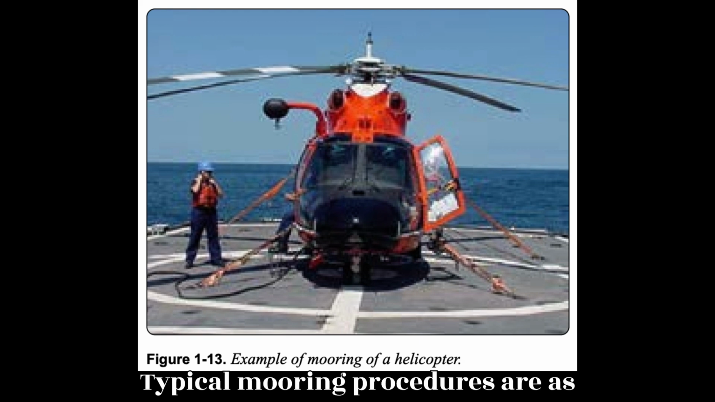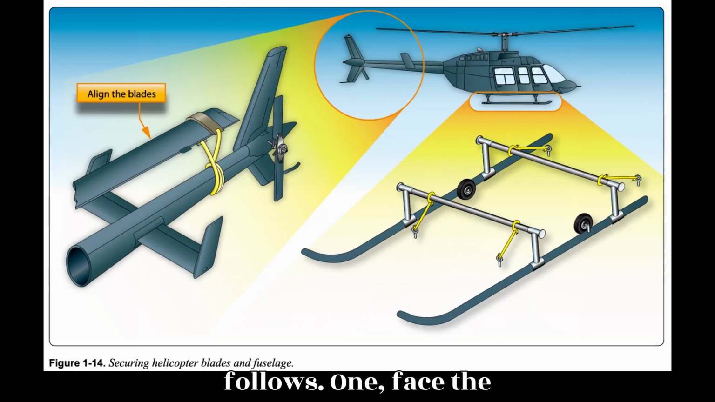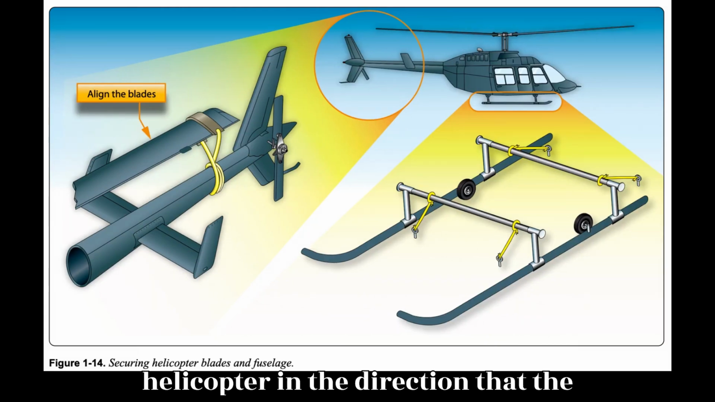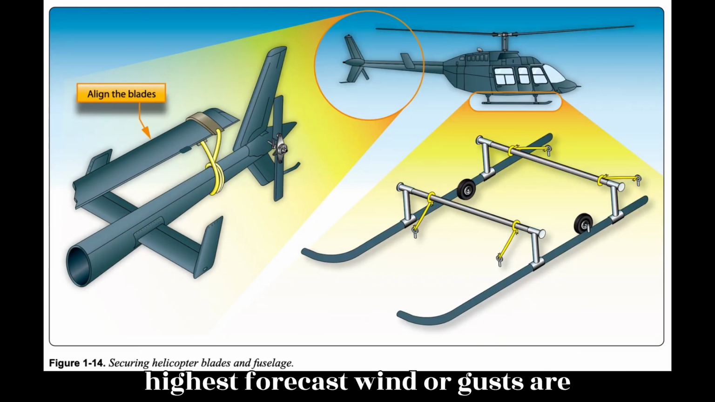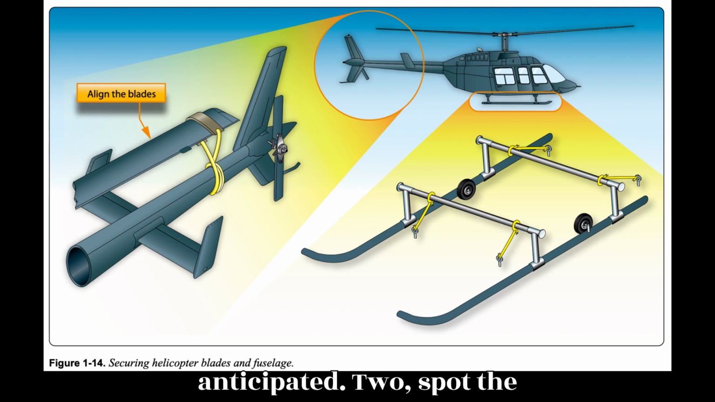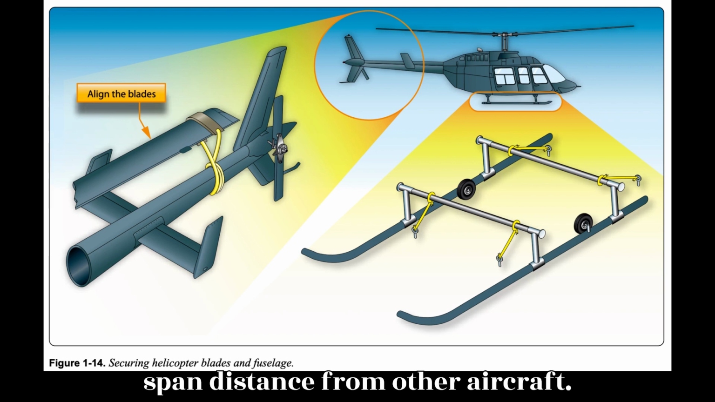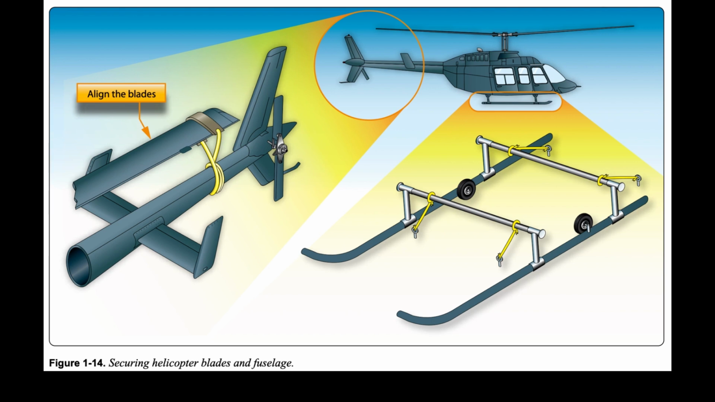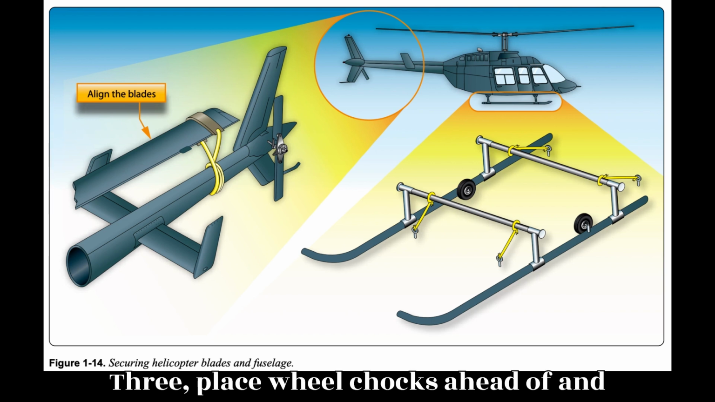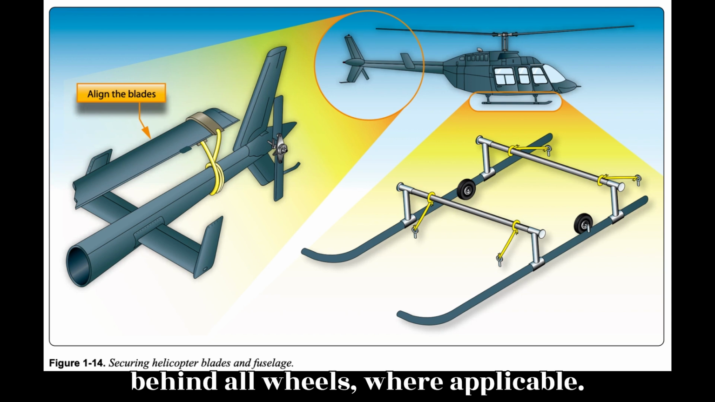Typical mooring procedures are as follows. 1. Face the helicopter in the direction that the highest forecast wind or gusts are anticipated. 2. Spot the helicopter slightly more than one rotor span distance from other aircraft. 3. Place wheel chocks ahead of and behind all wheels, where applicable.